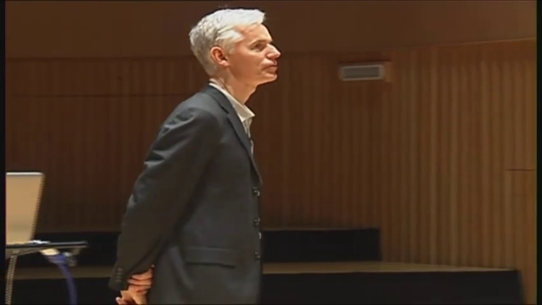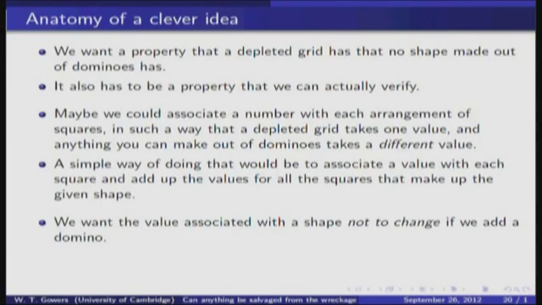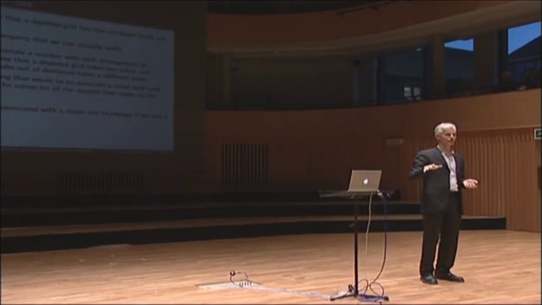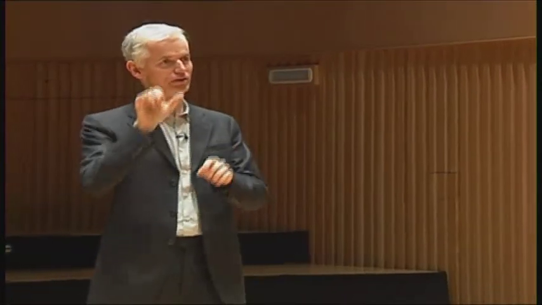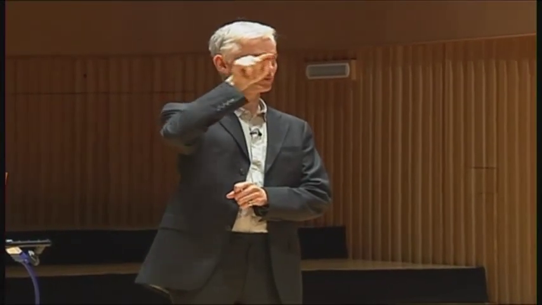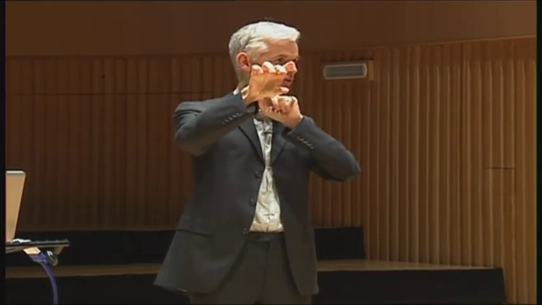One very nice way of getting the whole proof to work would be if the number that you associate with anything that you can cover with dominoes is always the same, and the number that you get when you take a depleted grid is not that number. So what we'd like is that whatever shape we've got, if you add an extra domino to it, the number stays the same. And remember that the number is now adding up the numbers associated with all the squares in the shape. So if we want that number not to change when we add a domino, that covers two squares, we want the number in one of the squares to be minus the number in the other square, because otherwise the number will change when you add a domino.